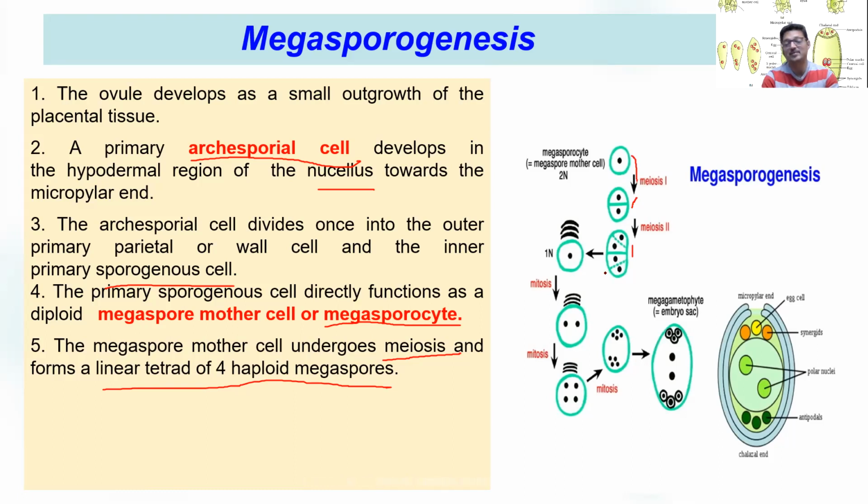But there's an interesting thing here. Generally, in most of the plants, how does it happen? Out of these 4, 3 megaspores degenerate and 1 survives. It enlarges and the nucleus inside divides thrice mitotically, right? 3 times mitosis takes place. As a result, there is an 8 nucleated stage being formed. Then cytokinesis is followed.